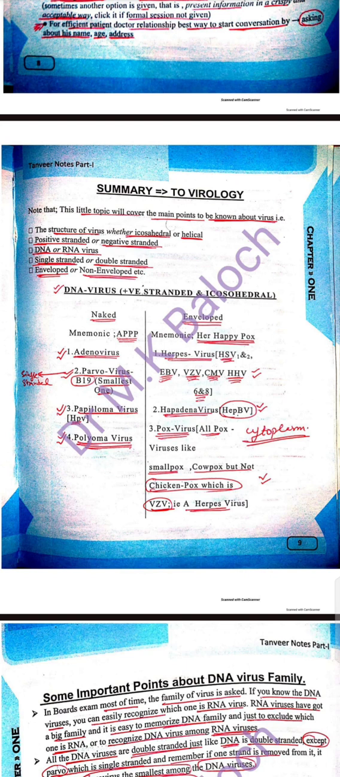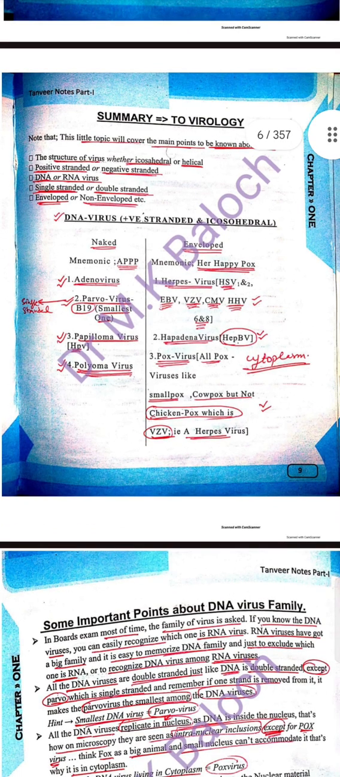Second, happy, hepadna virus, hepatitis B virus, pox virus, all pox viruses like smallpox, cowpox, but not chicken pox, which is varicella zoster. That is a herpes virus. So okay, varicella zoster virus is also enveloped virus.